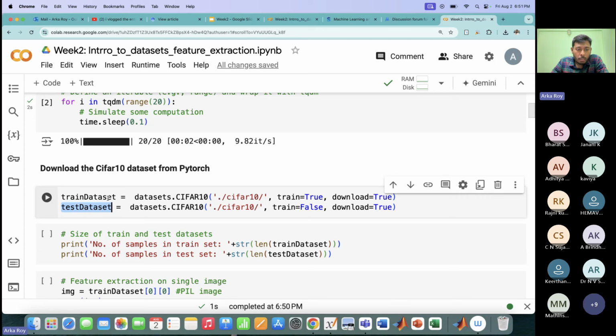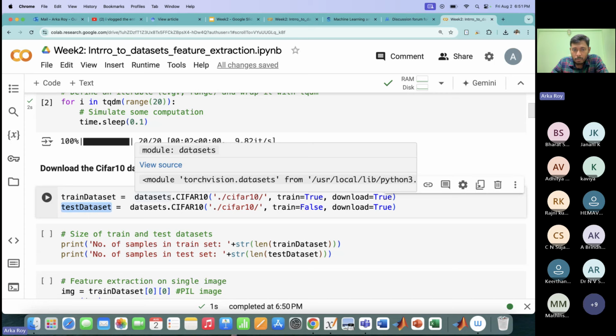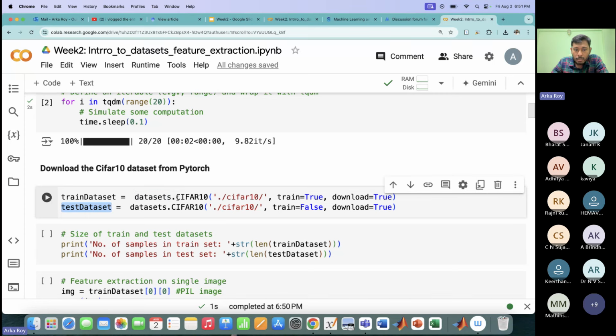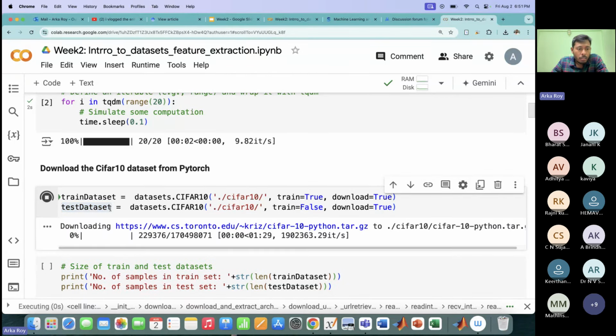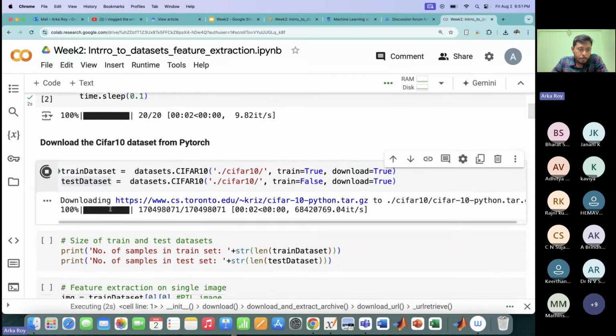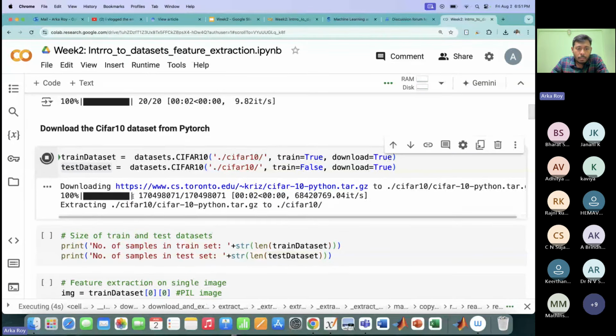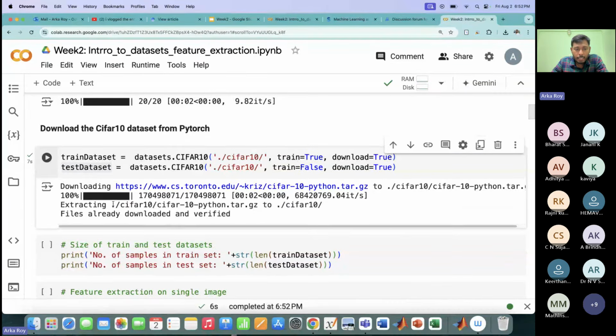So you can import those using datasets. We have already loaded datasets from Torch Vision, and we can write TensorFlow. And I want to extract the train folder only. So I can write train is true, and I want to download that folder, so that is why I have written download true. Same for the test part as well. So if I just run this, yeah, it has downloaded them. Now it is extracting. So it is downloaded and verified.